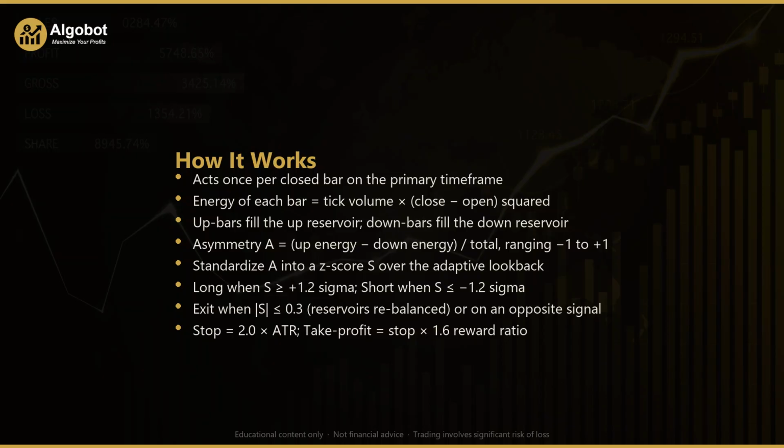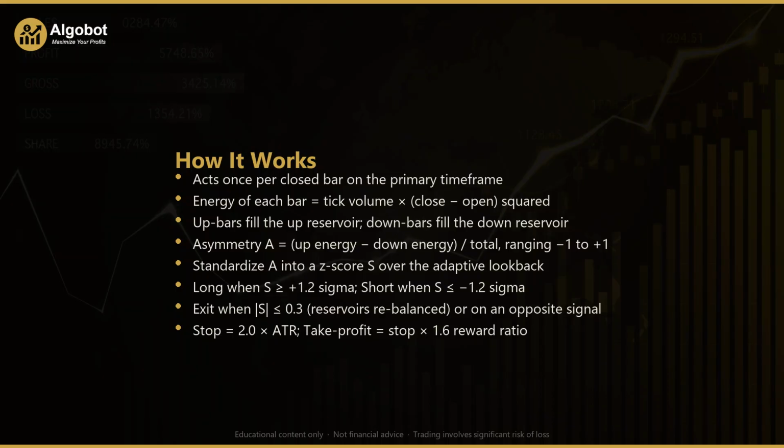Now the rules. The strategy signals a long when the standardized reading rises to or above the entry threshold, which defaults to 1.2 sigma. It signals a short when the reading falls to or below the negative of that threshold. In other words, it enters in the direction of a significant, persistent energy surplus. For managing an open position, the EA exits when the reading returns inside the exit band, which defaults to 0.3 sigma. That's the point at which the reservoirs have rebalanced and the edge is considered spent. It will also close a position if an opposite, entry-grade signal appears.